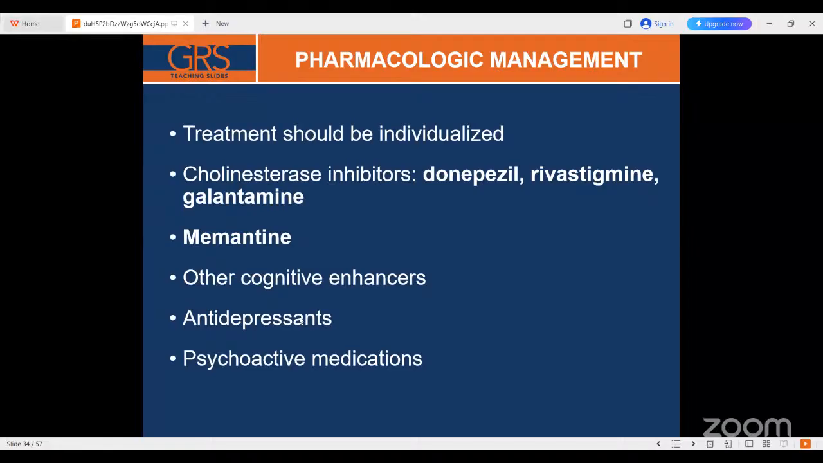Then we have the pharmacological treatment. Treatment should be individualized based on each patient and their type of dementia, of course. We have cholinesterase inhibitors: donepezil, rivastigmine, and galantamine, and memantine, which is most commonly used in patients with Alzheimer's disease. Other cognitive enhancers, antidepressants, and psychoactive medication are used based on the patient's symptoms and needs.